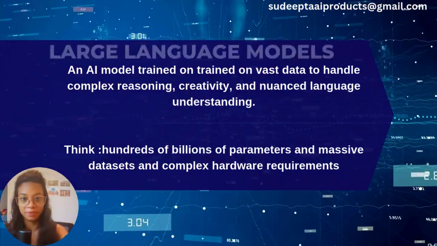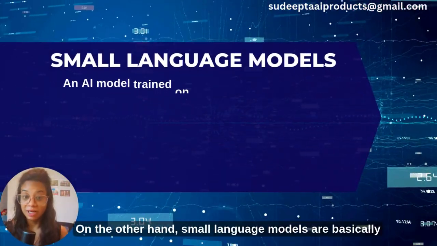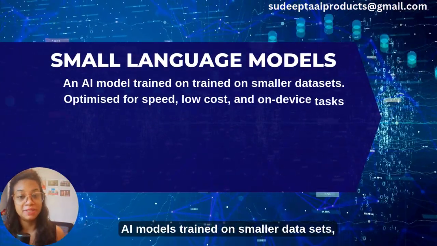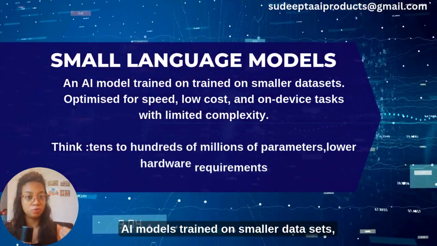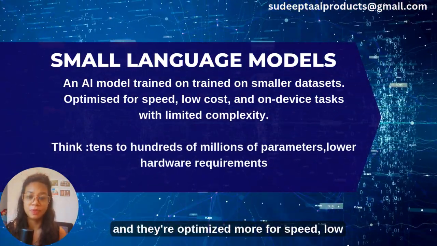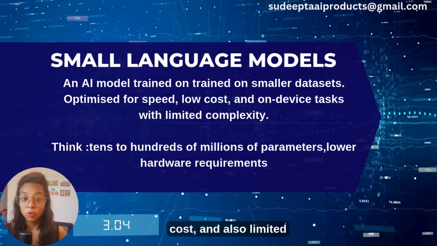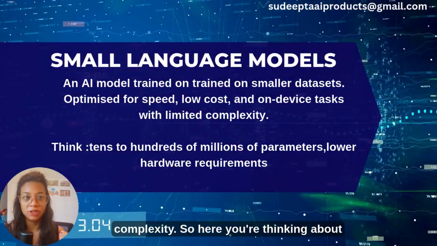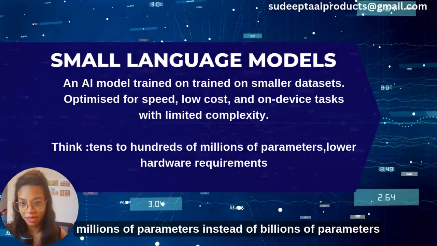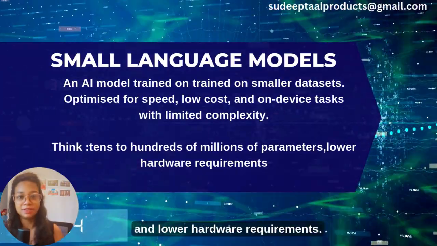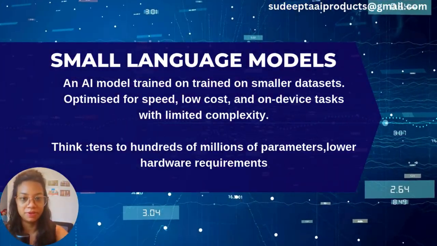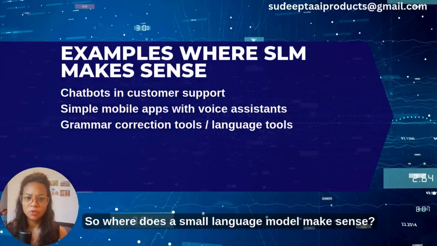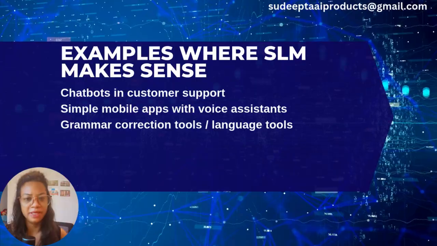complex hardware requirements. On the other hand, small language models are basically AI models trained on smaller data sets and they're optimized more for speed, low cost, and also limited complexity. So here you're thinking about millions of parameters instead of billions of parameters and lower hardware requirements. So, where does a small language model make sense?